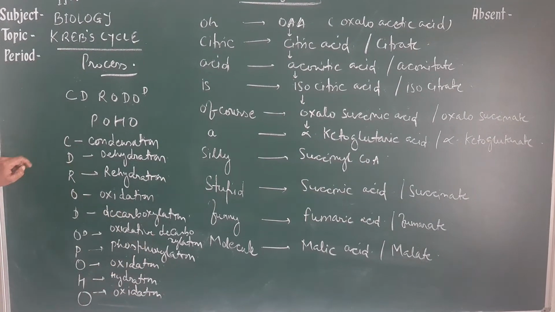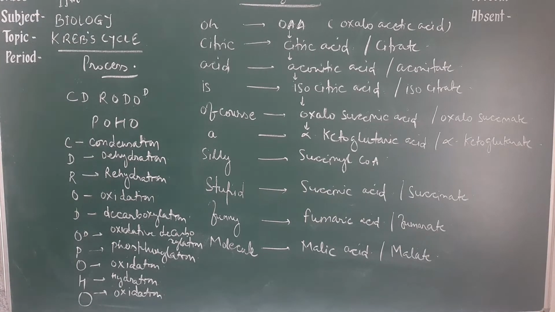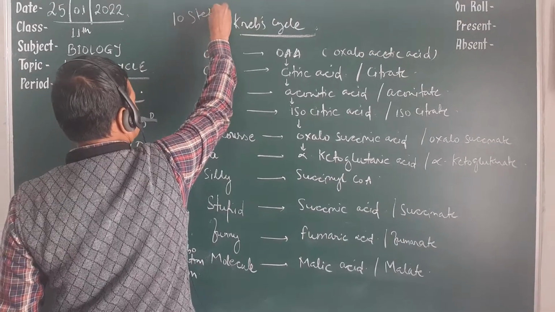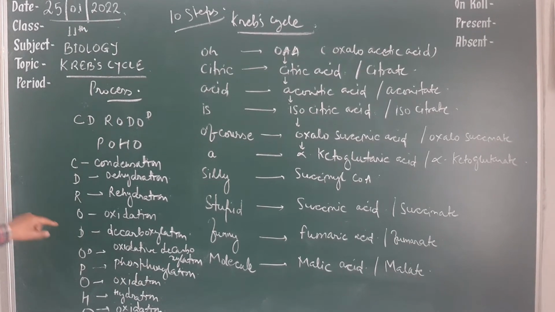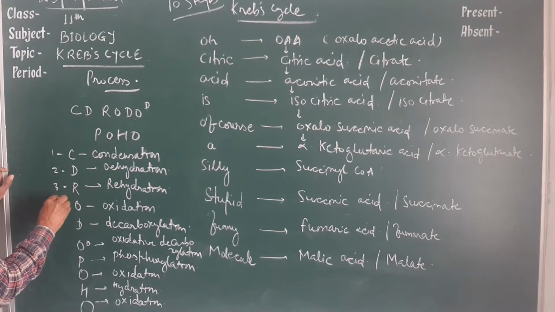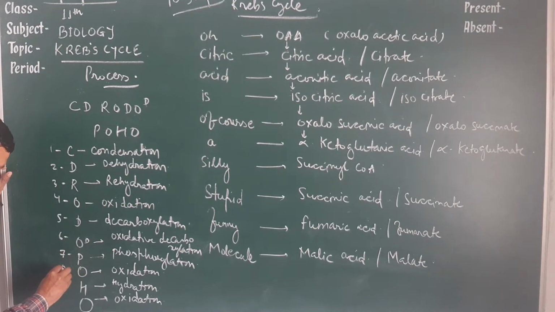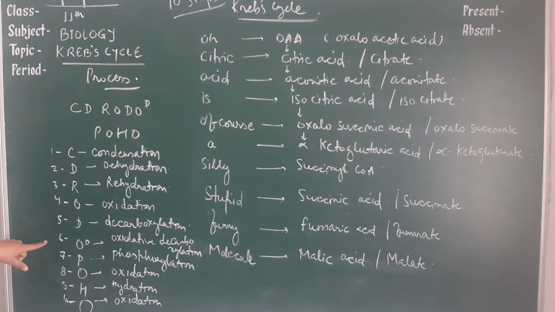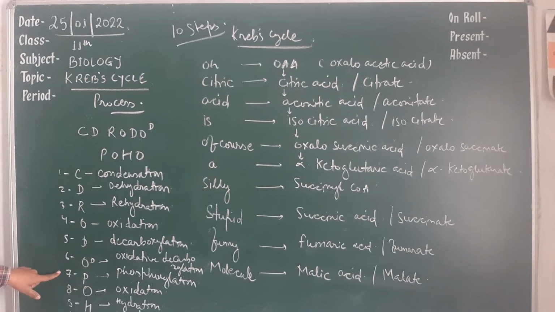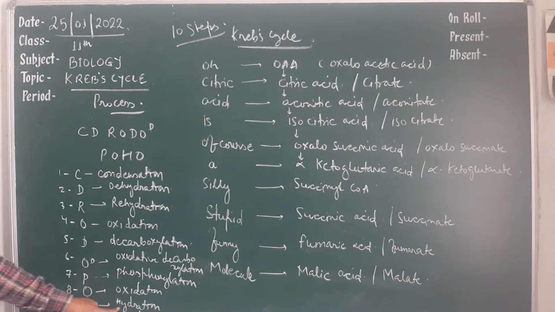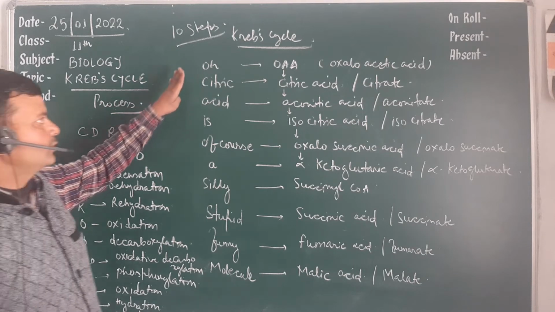It means that these are the 10 processes. See, in Krebs cycle, the difficult aspect is to remember the 10 steps. Which are the 10 steps? So these are the 10 steps. The first step which takes place in Krebs cycle is condensation, followed by dehydration, then rehydration, then oxidation, then decarboxylation, oxidative decarboxylation. See, this is first one, second one, third one, fourth one, fifth one, sixth one, seventh one, eighth, ninth, and 10th. In the sixth step, there are two processes involved. Oxidation followed with decarboxylation. Seventh, there will be phosphorylation. Eighth, there will be oxidation. Ninth, there will be hydration. And 10th, there will be oxidation. Right. These are the 10 steps of Krebs cycle.